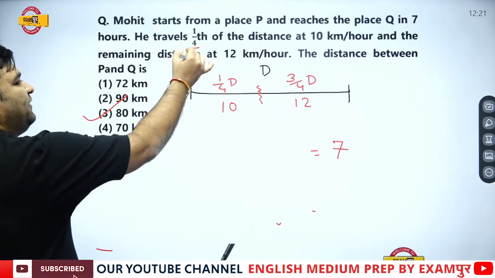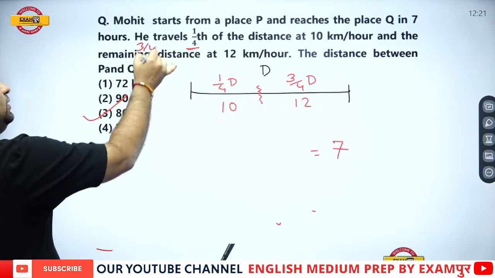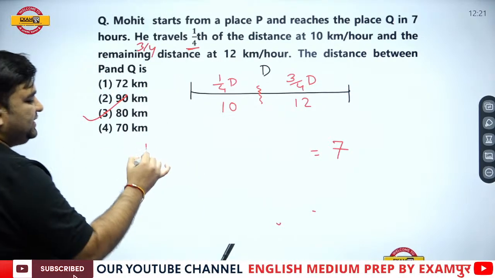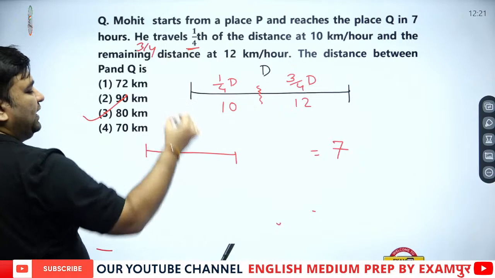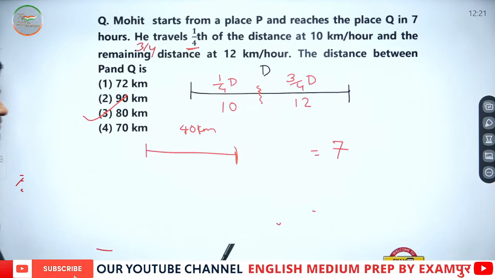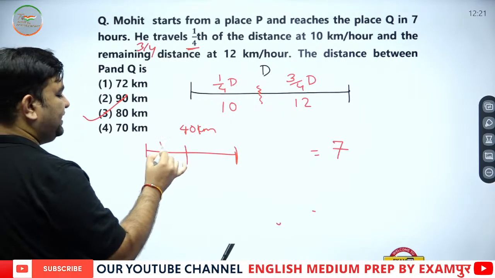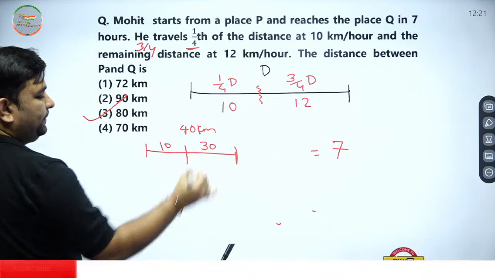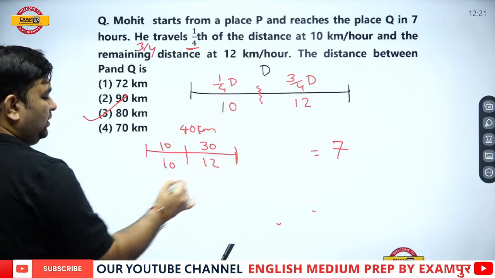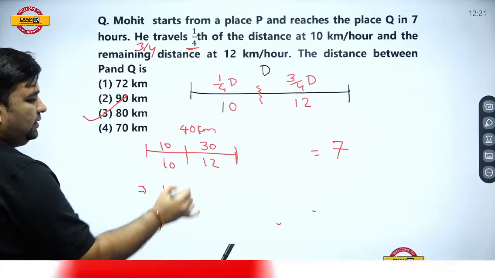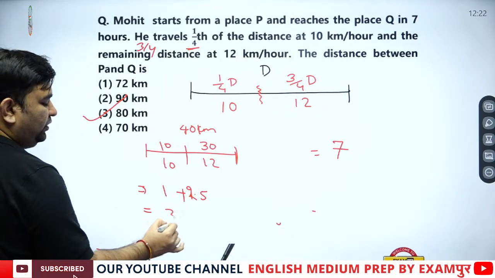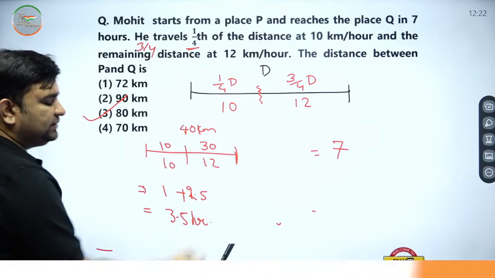With the help of 1 by 4 and 3 by 4, I can assume the distance as 40 kilometers. So 1 by 4 means 10 and 3 by 4 means 30, with the speed of 10 and the speed of 12. What is the time taken? 1 plus 2.5, that is 3.5 hours.